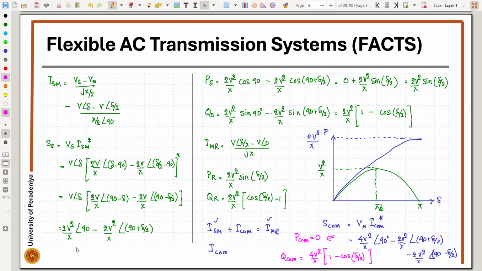I think one person raised a hand. Who was that? Yeah, Dhananjay. What was your question? Sir, can we consider the compensator as a capacitor bank?